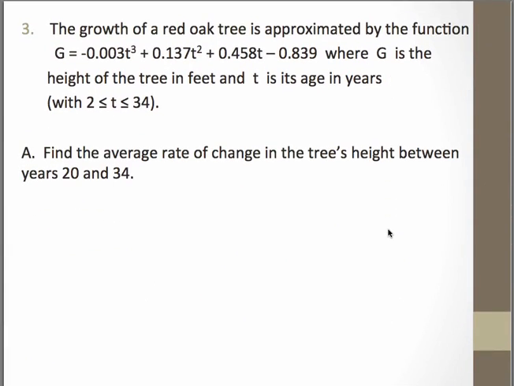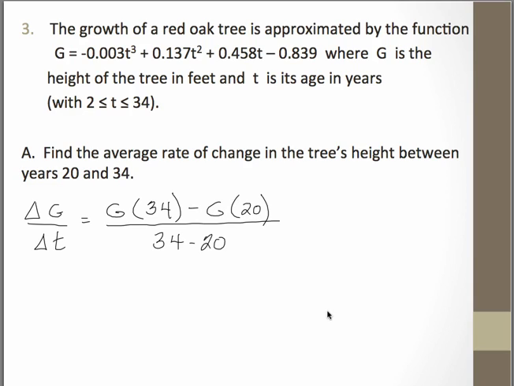We're talking about the growth of a red oak tree. And the growth of the tree is approximated by this cubic polynomial with all these big decimals. And t is the age in years, 2 years old to 34 years old. So we first want to find the average rate of change in between years 20 and 34. So we're trying to find change in g over change in t. So I'm thinking we might want to evaluate this similar to how we did the last one and use our calculator to do that. So let's go ahead and get the equation set up under y equals. And then we can go ahead and figure this out by using the calculator's features.